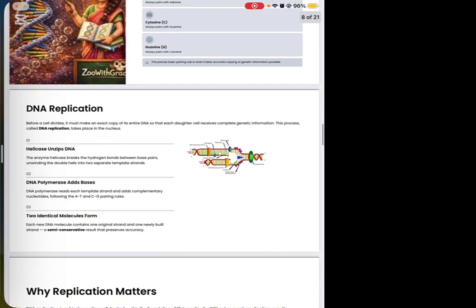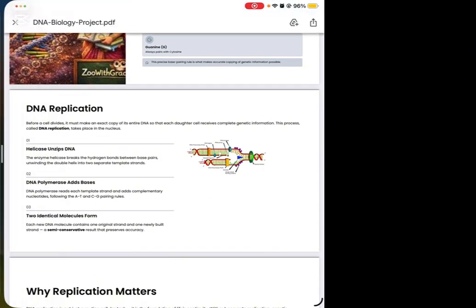DNA replication. DNA replication occurs in the nucleus before cell division. The DNA strand unzips with the help of helicase, and DNA polymerase builds new strands. This results in 2 identical DNA molecules in a semi-conservative process. Requirement covered: how DNA replicates.